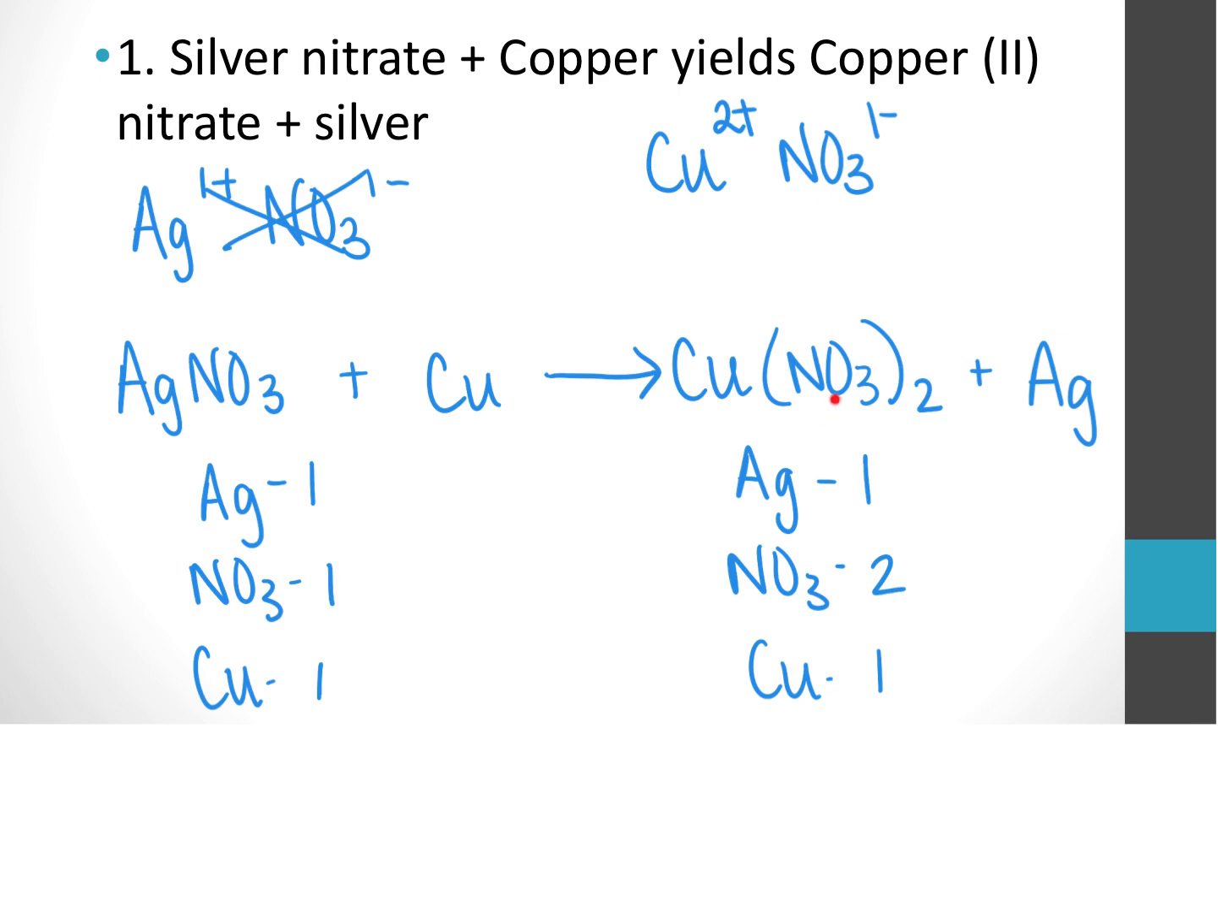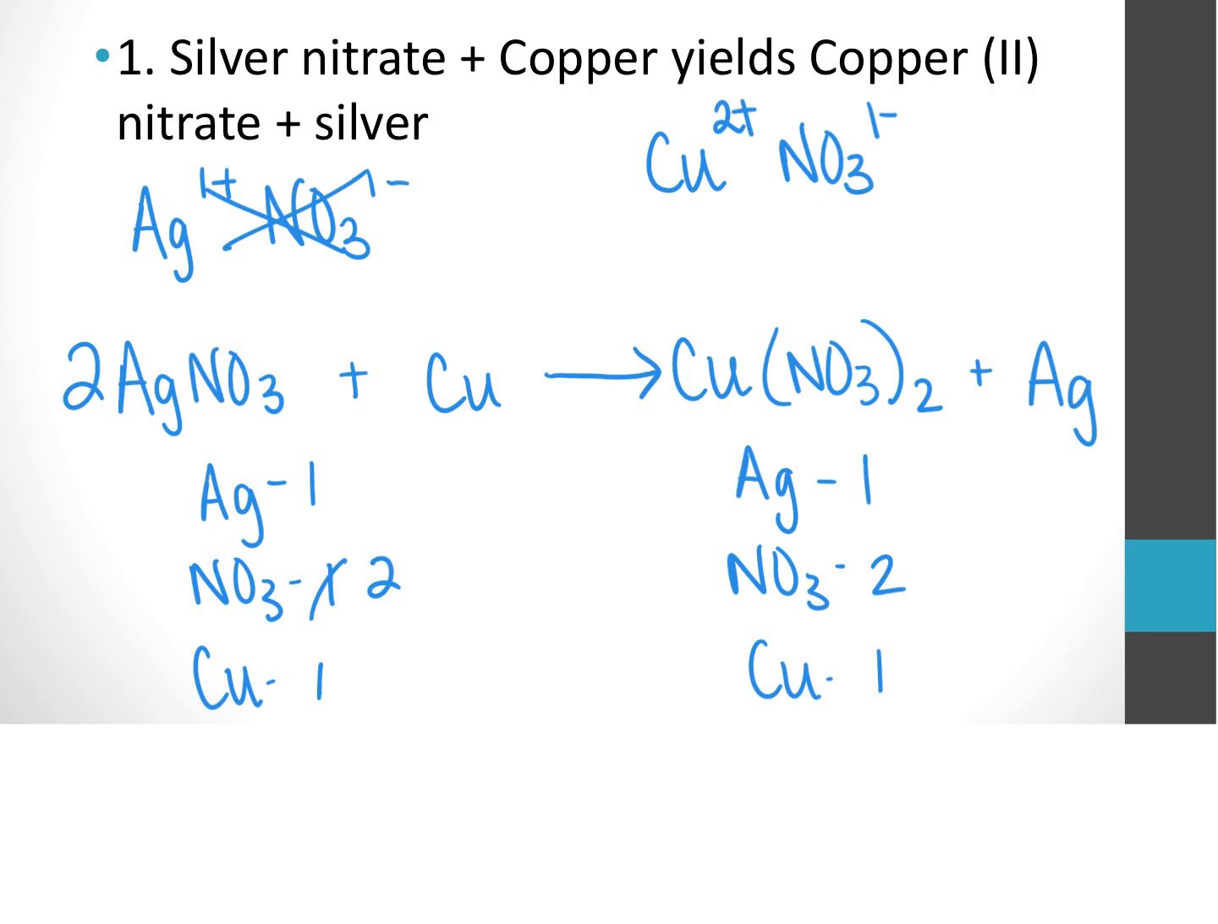So there's 2 nitrates here. So the only way you can balance is you just do coefficients. Okay, coefficients have to go in front of the entire compound. So I'm going to put a 2 in front of silver nitrate. Okay, so now there's 2 nitrates.